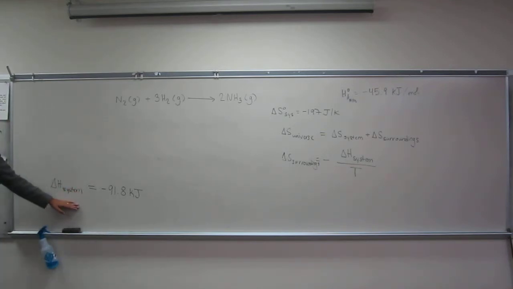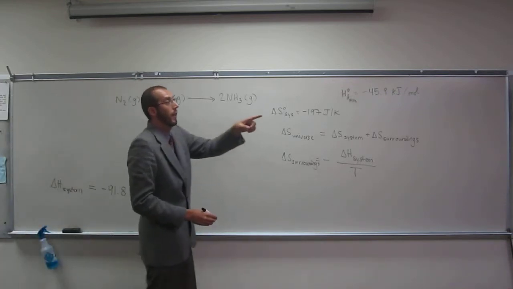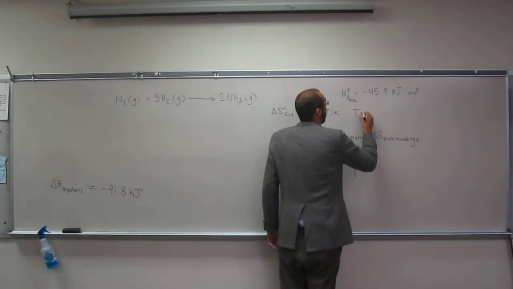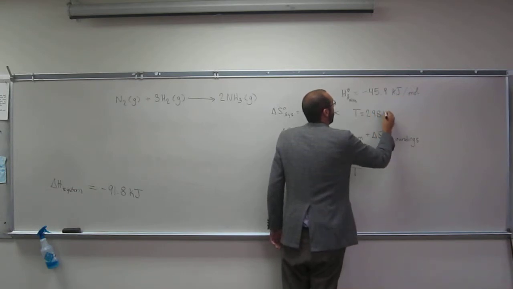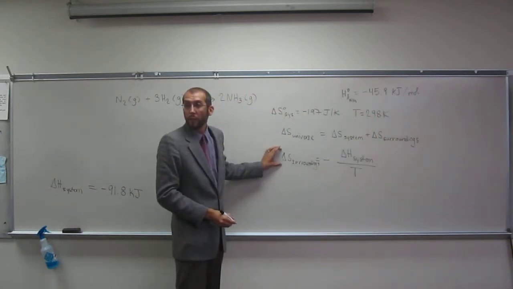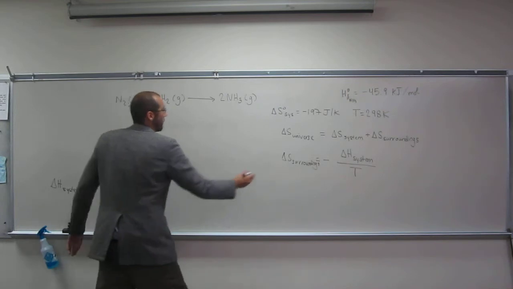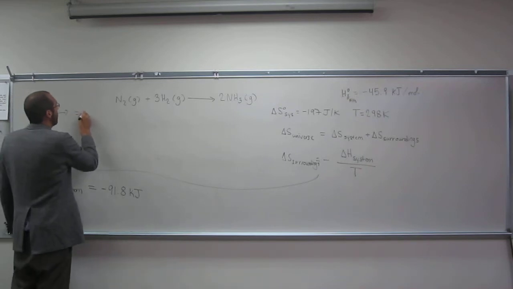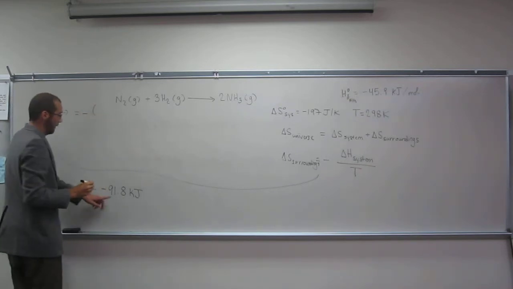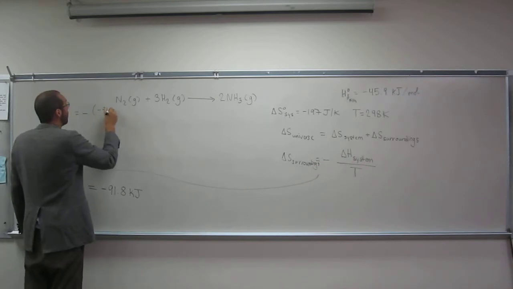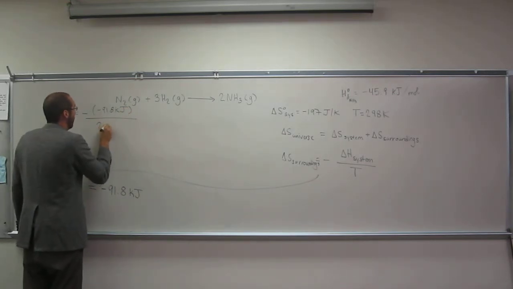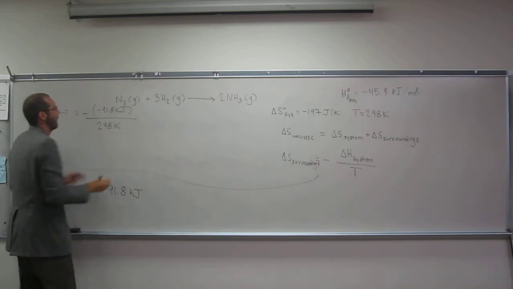We've got the delta H of the system, and I didn't write it down, but it says it happens at 298 Kelvin. That's the temperature. So we should be able to determine the entropy of the surroundings now. Is everybody okay with that? Let's put this calculation up here. That's going to equal negative times negative 91.8 kilojoules divided by 298 Kelvin.